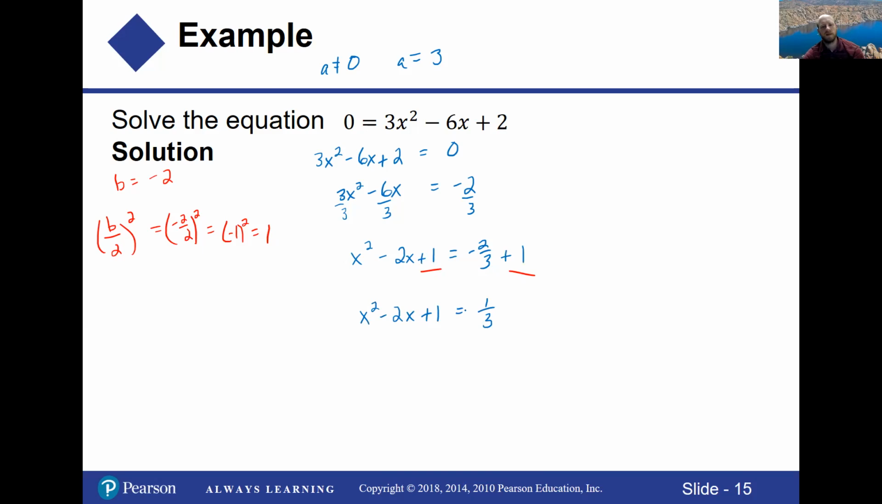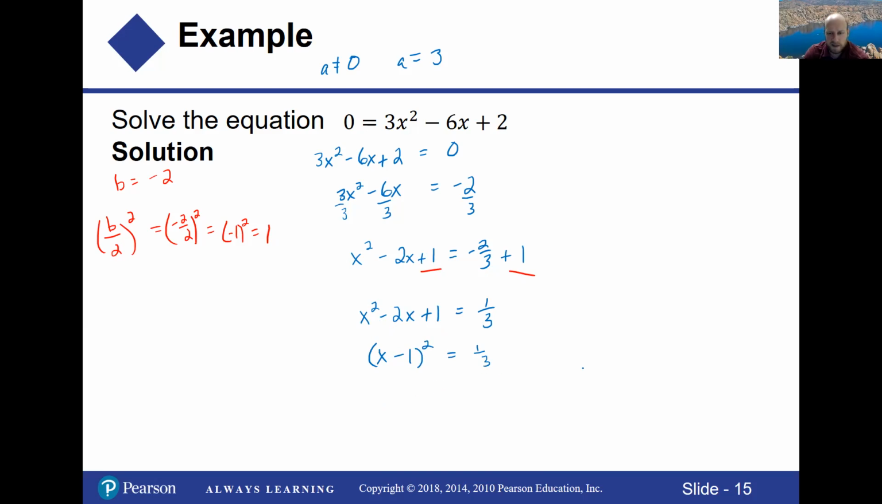That's -2/3 plus 1. And now this is my perfect square trinomial. So this is x minus 1 squared. If you don't believe me, FOIL that out. You'll get this guy, x squared minus 2x plus 1.